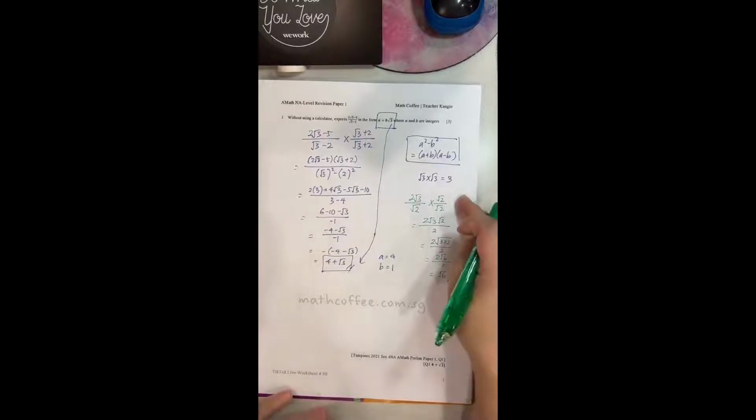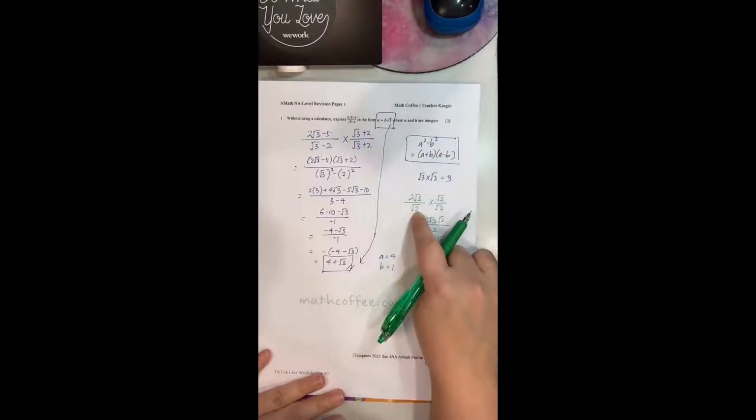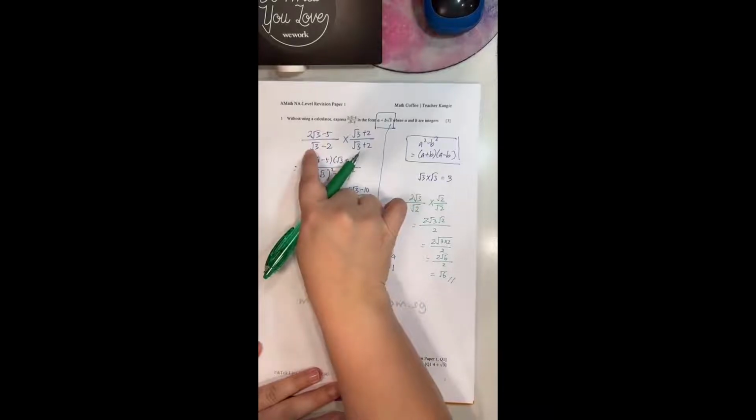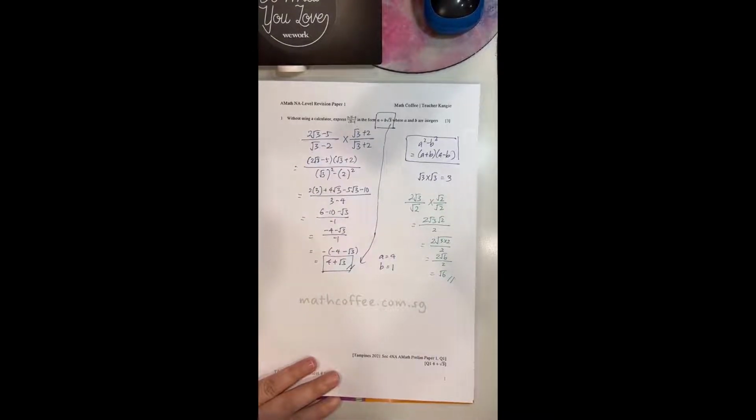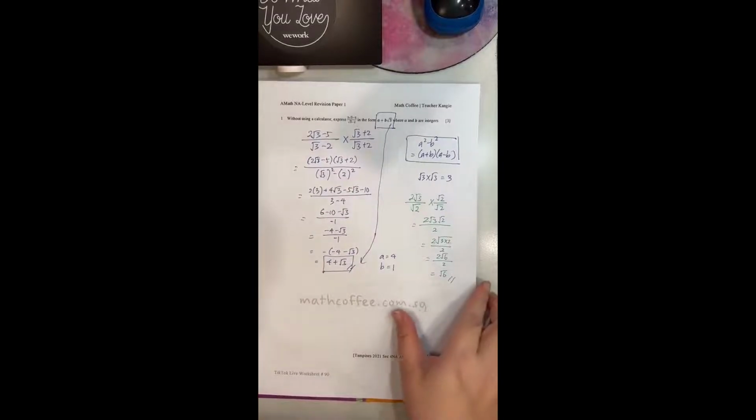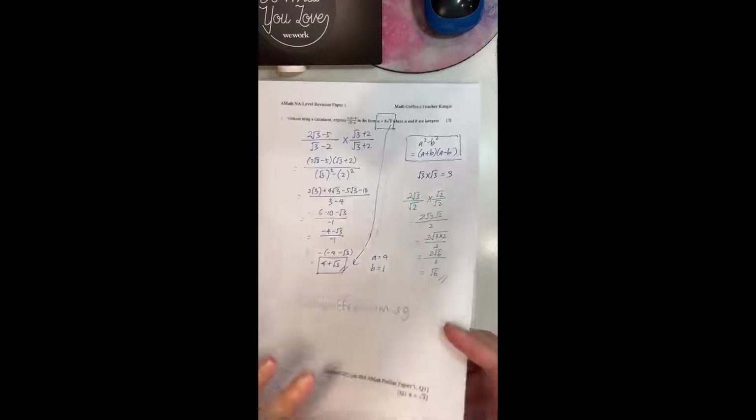Okay, so this is how you rationalize when the denominator is one term, and this is how you rationalize when a denominator has two terms. So this is how you do surds. Okay, let's move on to the next question.